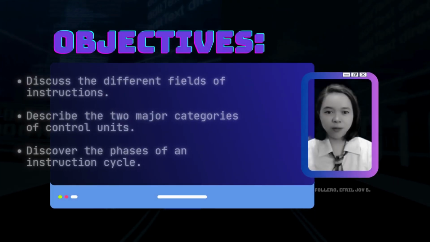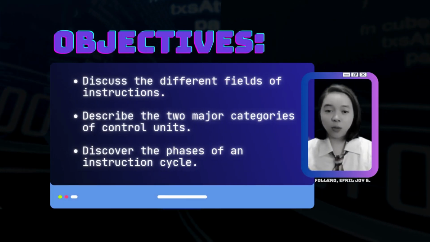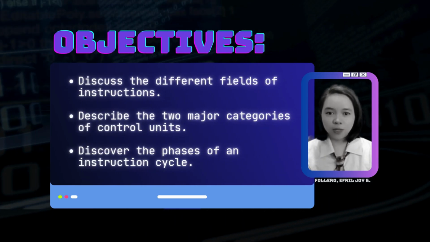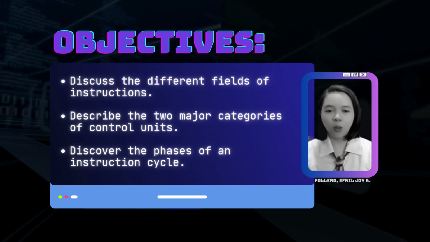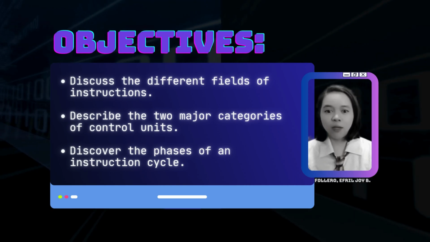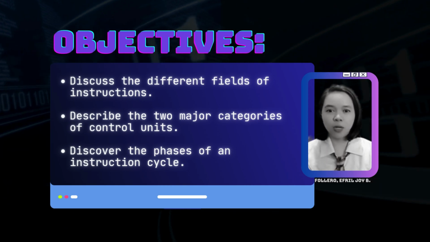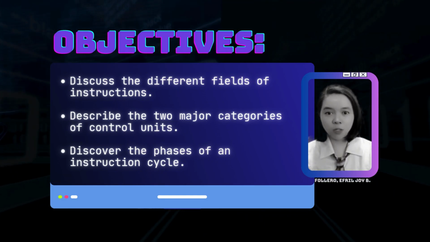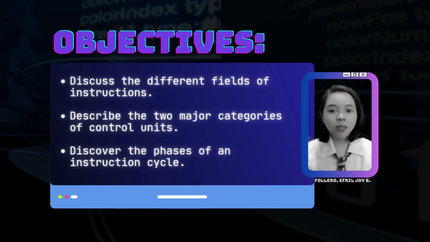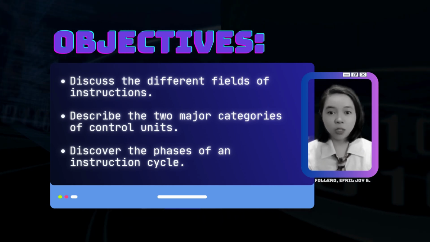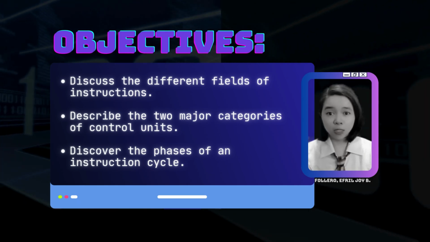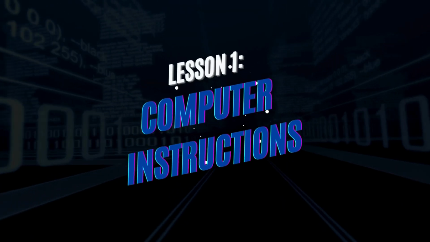Hey everyone, we are Group 3, and today we are going to discuss the different fields of instructions, breaking down the code that empowers your machine, describe the two major categories of control units, exploring their unique roles and functionalities, and discover the phases of an instruction cycle, witnessing the step-by-step process that brings your commands to life.